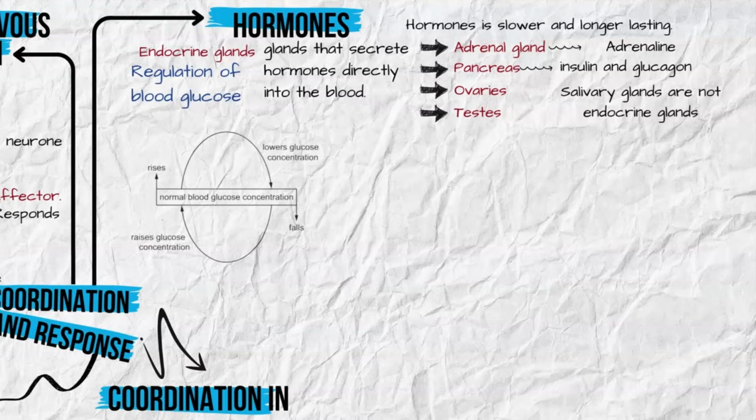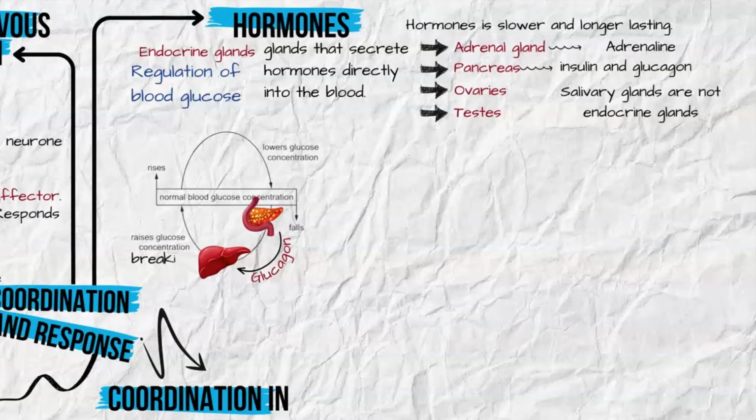When the blood glucose level drops, the body needs to raise it. So the pancreas releases glucagon. Glucagon targets the liver. The liver responds by breaking down glycogen into glucose and releasing it into the blood. Result: blood glucose level rises. Now let's go the other way.